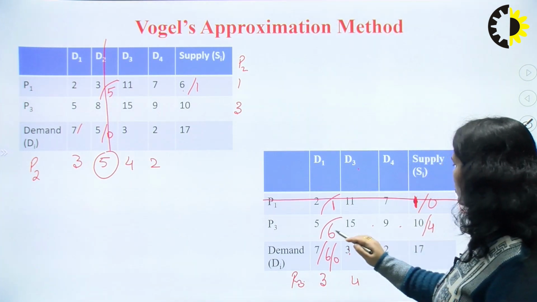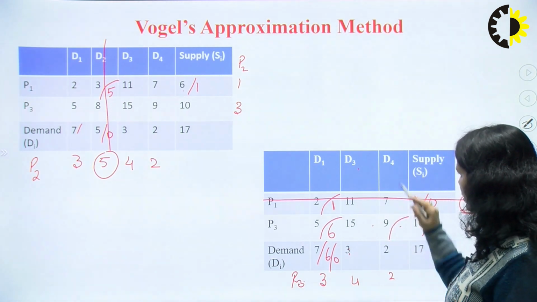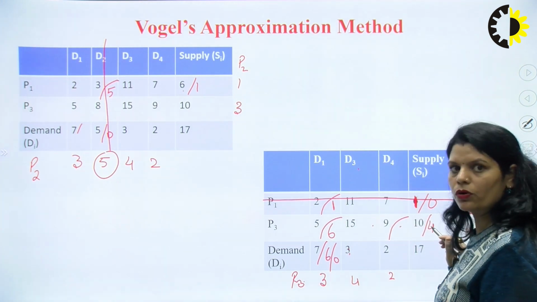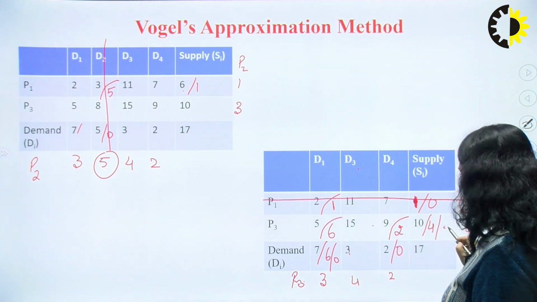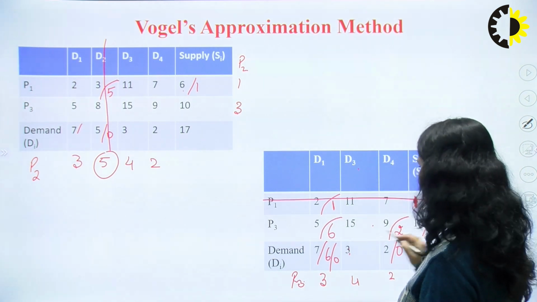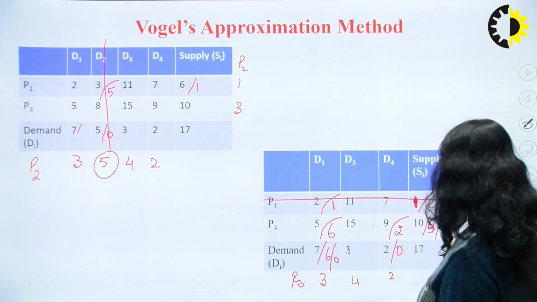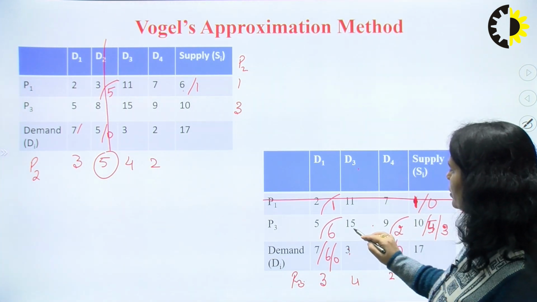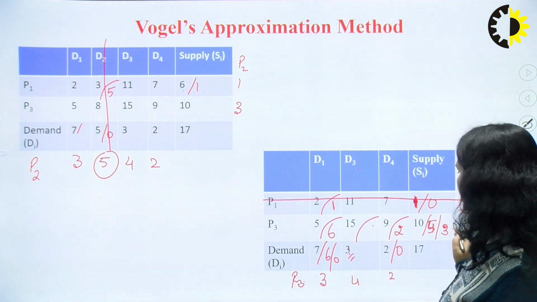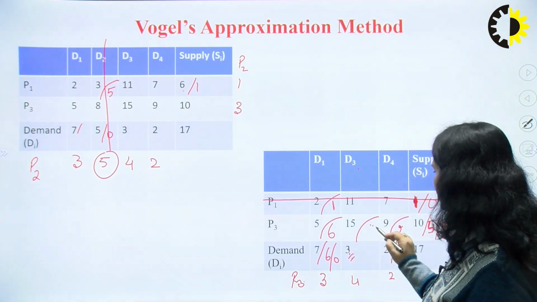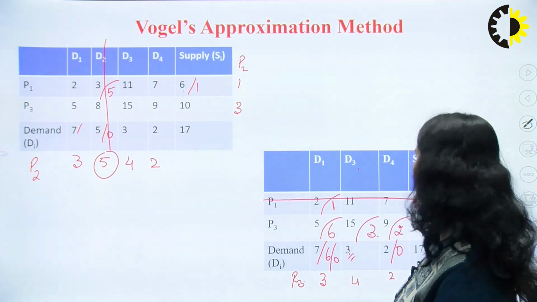Now the next least cost is this one. So here the demand is of 2, but the supply is of 4. So we will satisfy the demand of 2. It will become 0 and it will become 2. It was 5, it will become 3 here. Now the 15, this is the last cell. So here we can see the demand is 3 and the supply is 3. So we will satisfy 3 here. In this way we will allocate all the cells.